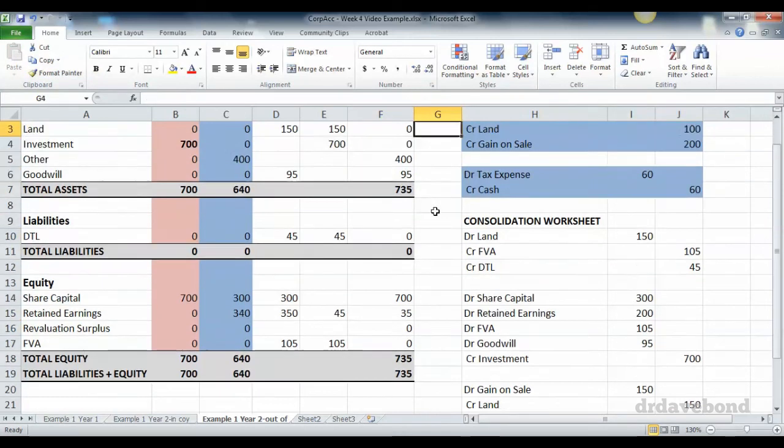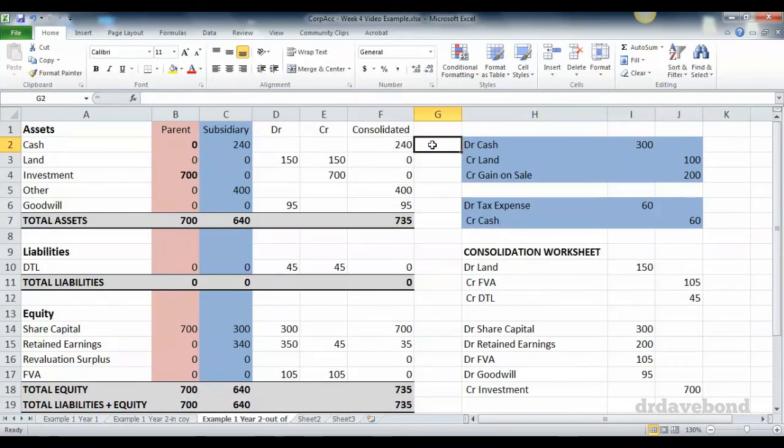And we scroll back up. What we have is a group with $240,000 in cash, $400,000 in other assets, $95,000 in goodwill, $700,000 in share capital, $35,000 in retained earnings, no land, no investment, no deferred tax liabilities, no revaluation surplus, no fair value adjustment. And it's looking much the same as what it did when we did it through the subsidiary itself.